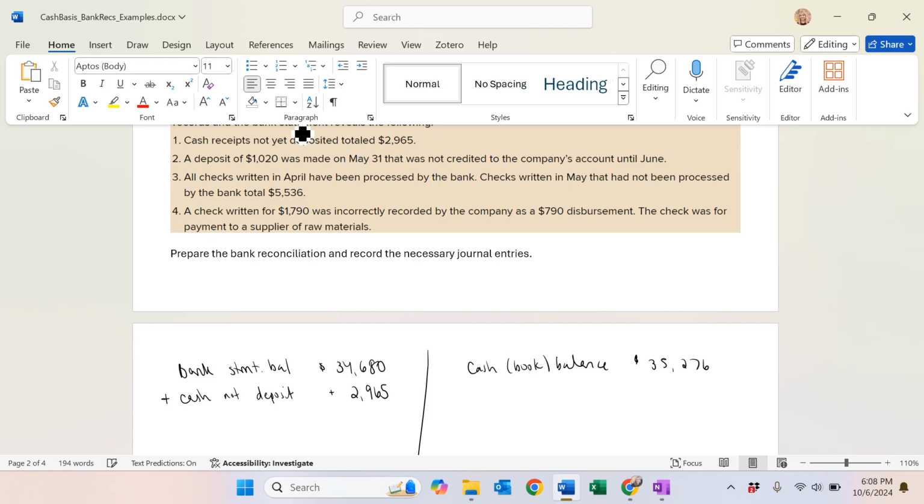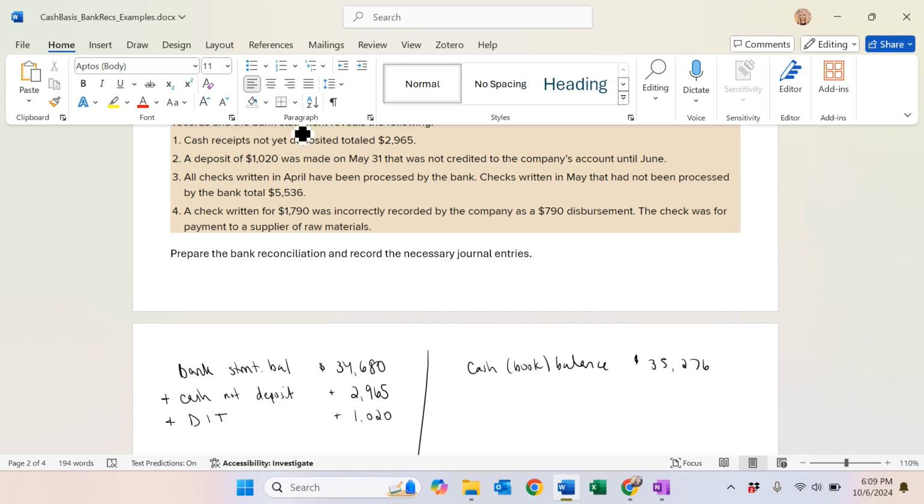All right, what else happened? A deposit of $1,020 was made on May 31st, the last day of the month. It was not credited to the company's bank account until June. So every time we make a deposit, we then update our accounting records. We record that journal entry. You and I would update our check register, but it hasn't cleared the bank yet. So let's add that in. This would be considered a deposit in transit, $1,020.